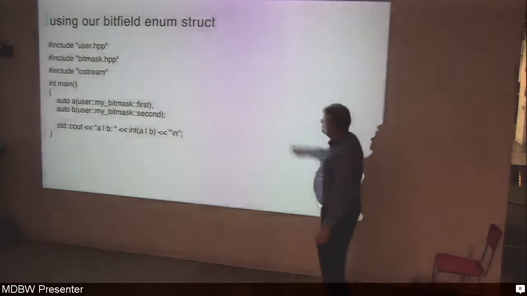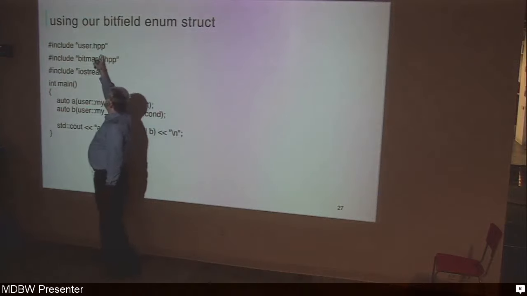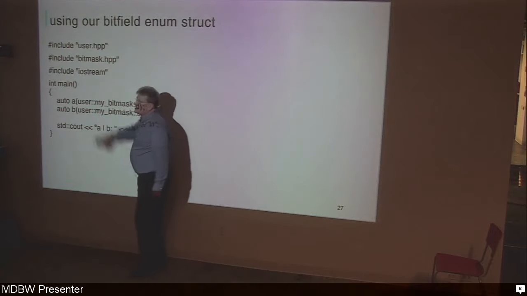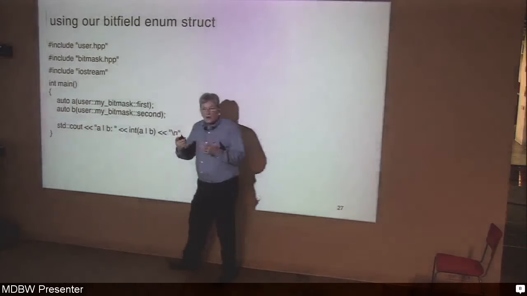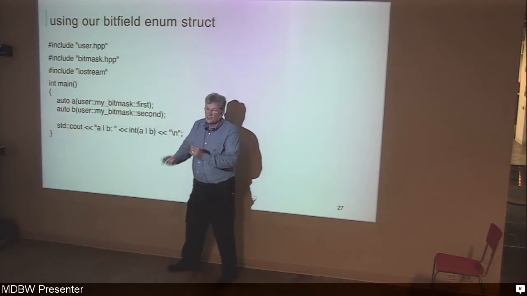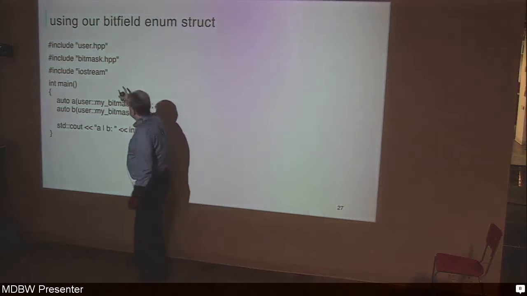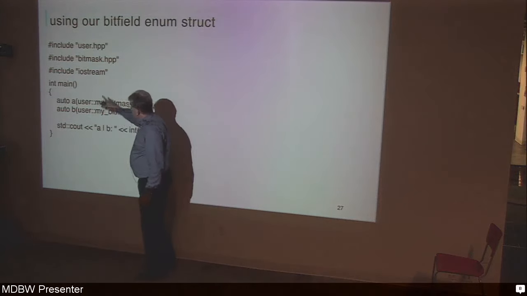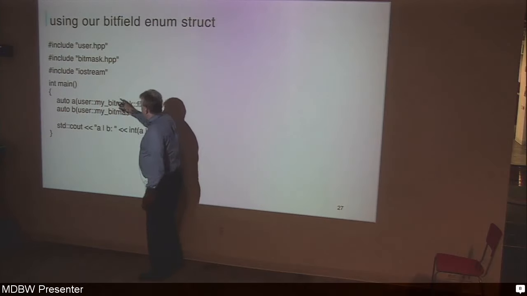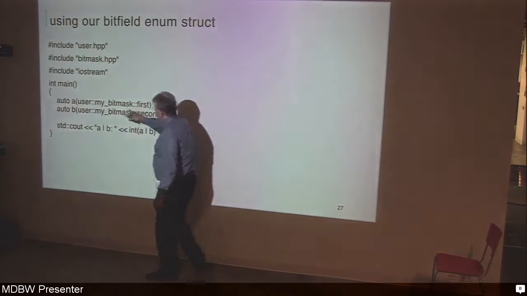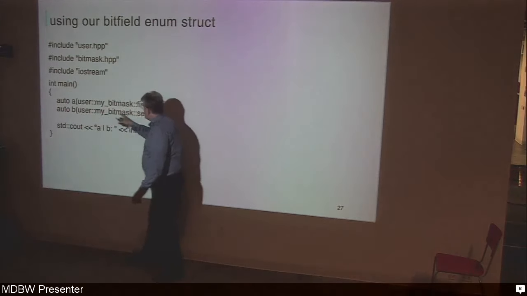All right, so we're going to use our enum struct. We're going to include user.hpp, which has our enum in it. Here is our library, bitmask.hpp, that has all the templates that actually allow the bitfield operations. And of course, we need iostream and string. Fine. Okay, so int main, not inside a namespace. Can't be. And then what I do is I want to create A, which is my bitmask first, and B, which is my bitmask second.